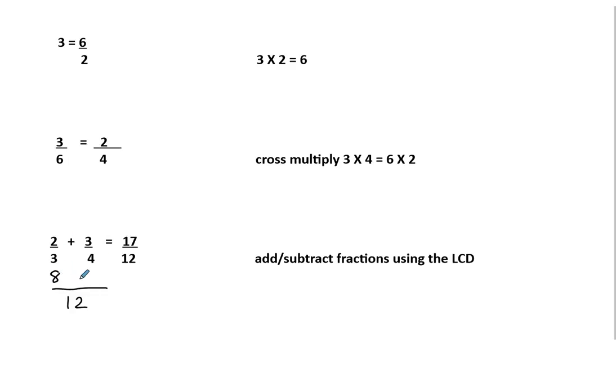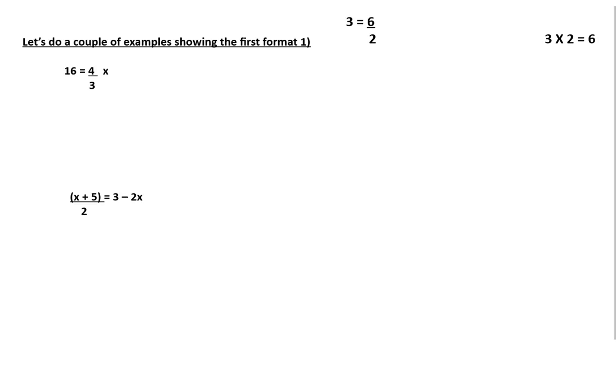And then 3 times 3 is 9. So then you get 17/12. And in its simplest form, if the denominator is the same, you can actually cancel out the denominators because 8 plus 9 is 17. Let's do some examples for the first format.